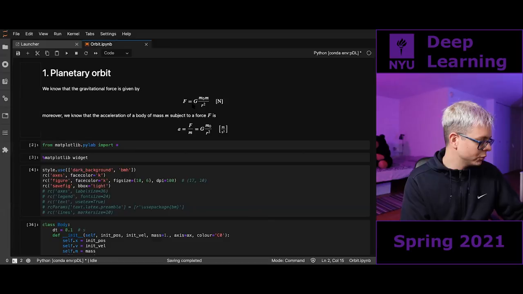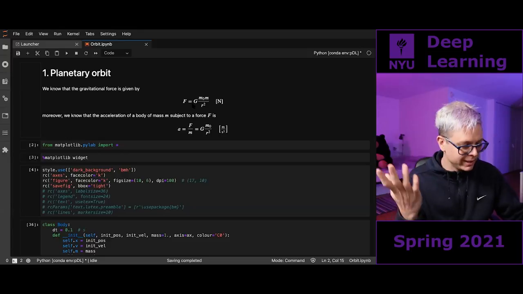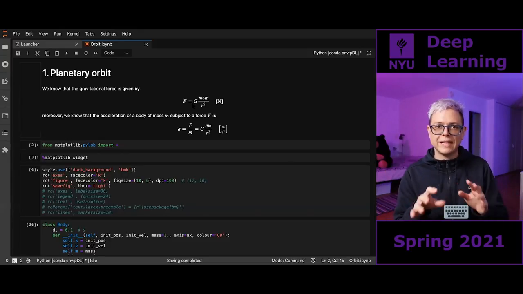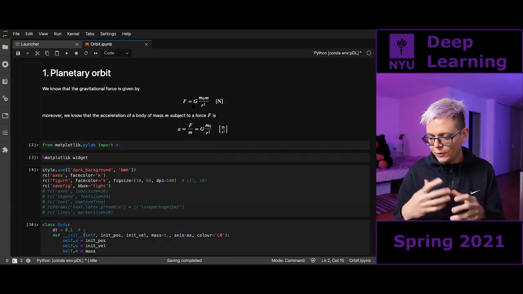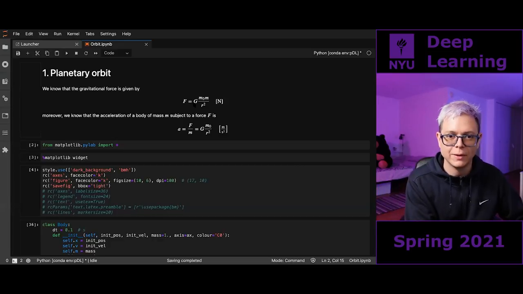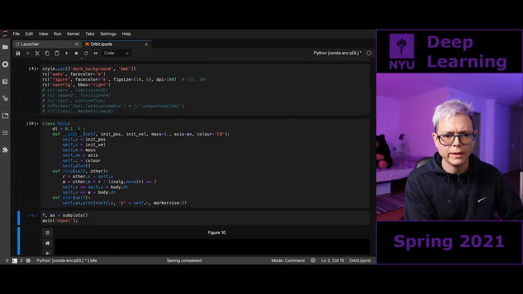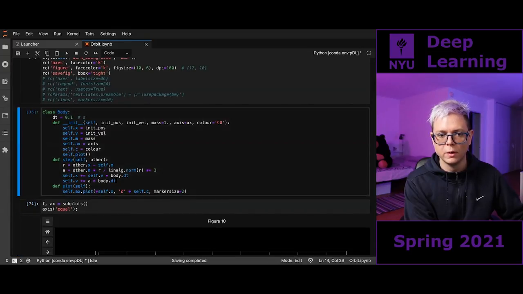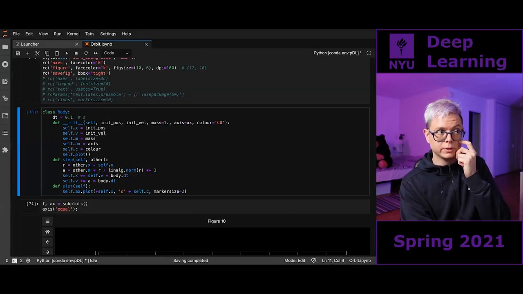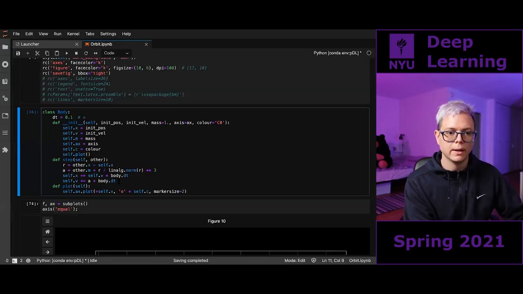This is how you should be eager to just try out things, right? If you have an idea, just try it out. Unless you put yourself on the computer and try something, you really cannot see if this goes anywhere. And so here I just define a body which has an initial position, initial velocity, a mass, and then I define this equation here, which defines basically the state equation, the state transition equations for my item, right?